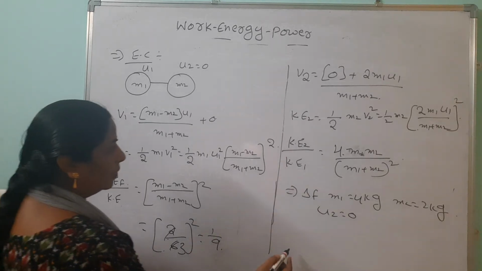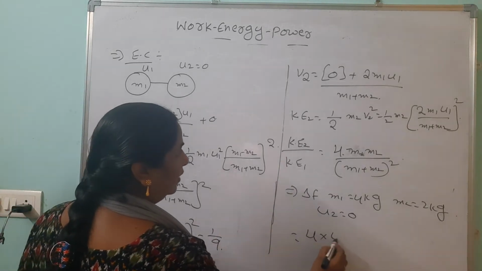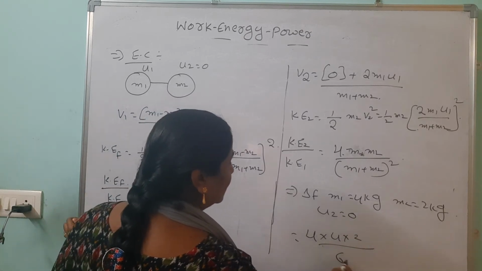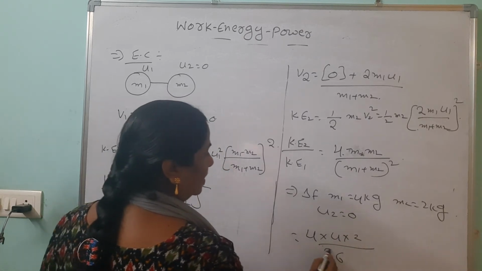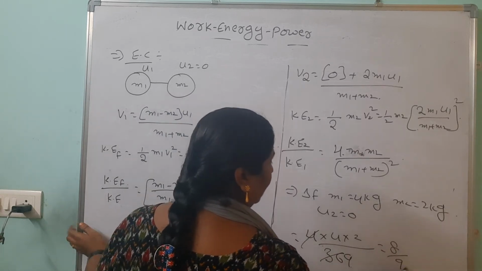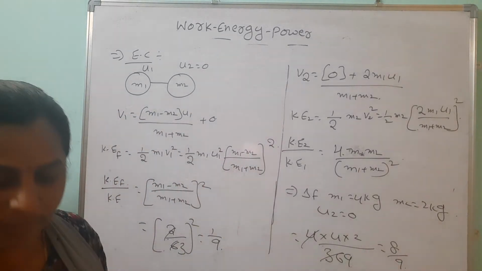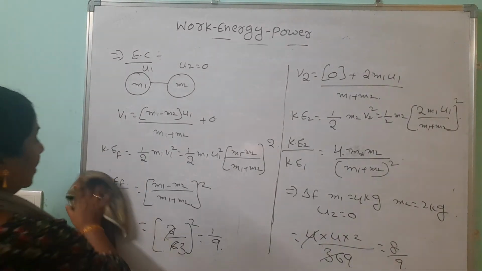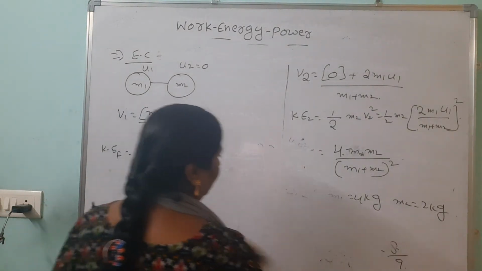Here the fraction is how much in the case of the second body? 4 into 2 by 6 whole square means 36. So 8 by 9. Like that we can do the problems. Then we are going to discuss coefficient of restitution.